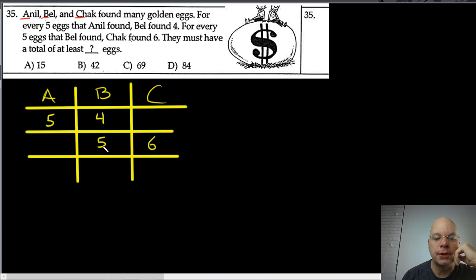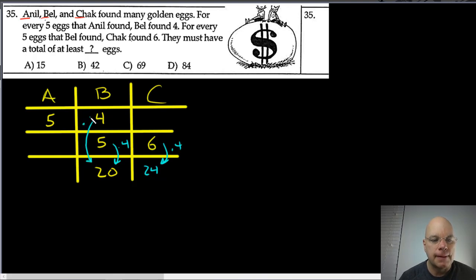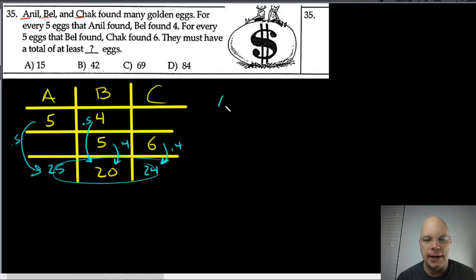The least common multiple of 4 and 5, they share no common prime factors, so it's just the product of those two, 20. So the scale factor here is 4. I apply that scale factor here, and I get 24. The scale factor from here to here is 5. Apply that scale factor to A, and I get 25. So the least amount of eggs they could have found is 20 and 25 and 24, which is 69 eggs. Answer choice C.